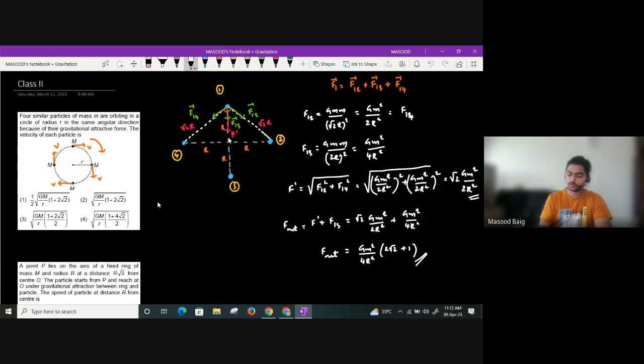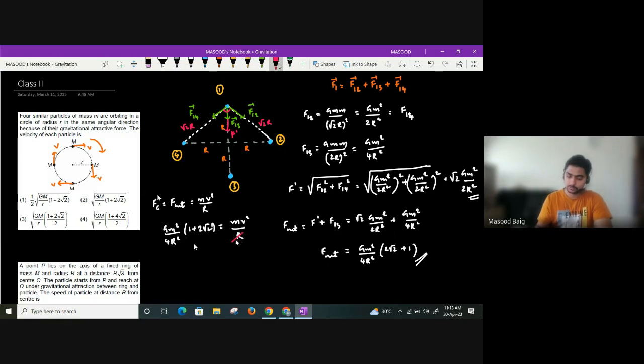Now this force will be necessary in providing the necessary centripetal force, guys. I can equate this to m into v square divided by the radius in which they are performing circular motion. You can take it as R, guys. So what will be the net force here? GM square divided by 4R square into 1 plus 2 root 2, I can write, will be equal to mv square divided by R. In place of small m, I took capital M, and in place of capital R, I took small r.